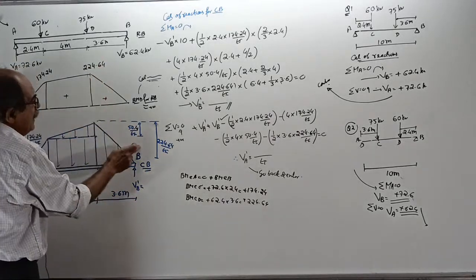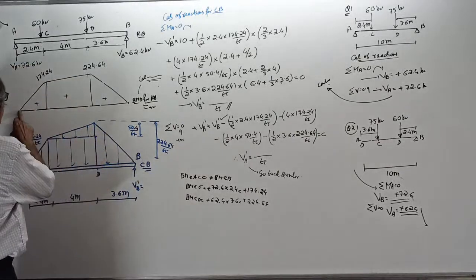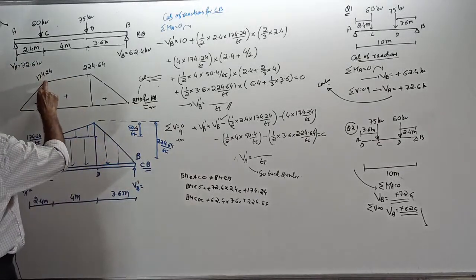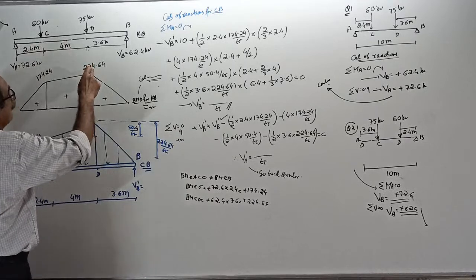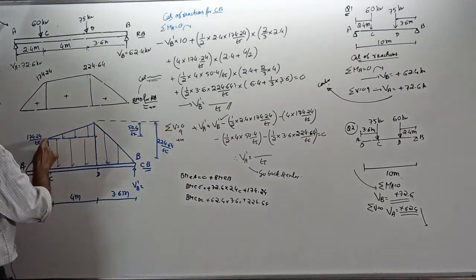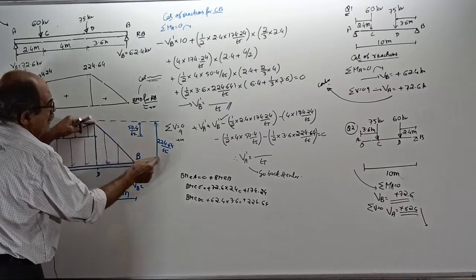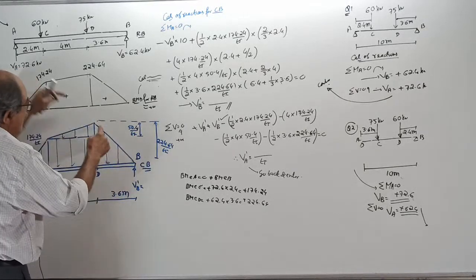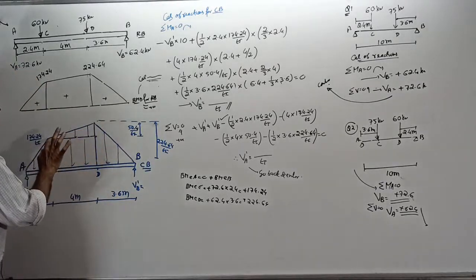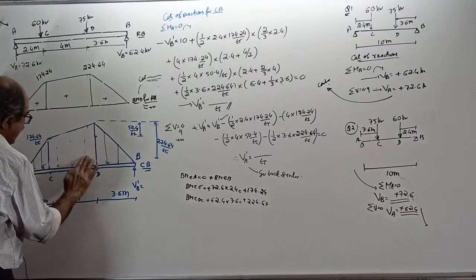Now draw BM by EI diagram. Now, see, 0 here, 174.24 by EI, 224.64 by EI. See, here, 174.24 by EI. Here, 224.64 by EI. Don't see here now. This is the BM by EI diagram.